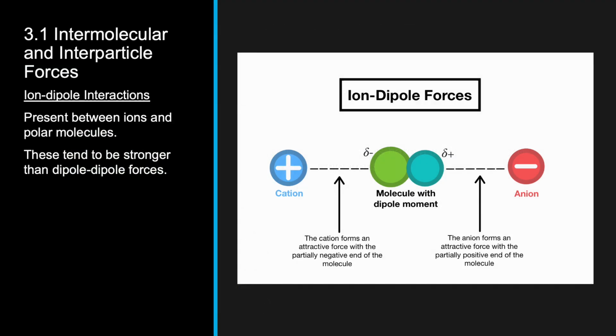Then we have ion dipole forces. So these are present when we have a mixture of ions and polar molecules. So for example, when we take sodium chloride and we dissolve it into water, we now have all of these water molecules, and then we also have sodium cations and chloride anions. And those cations and anions are going to interact with the negative and positive ends of water molecules.